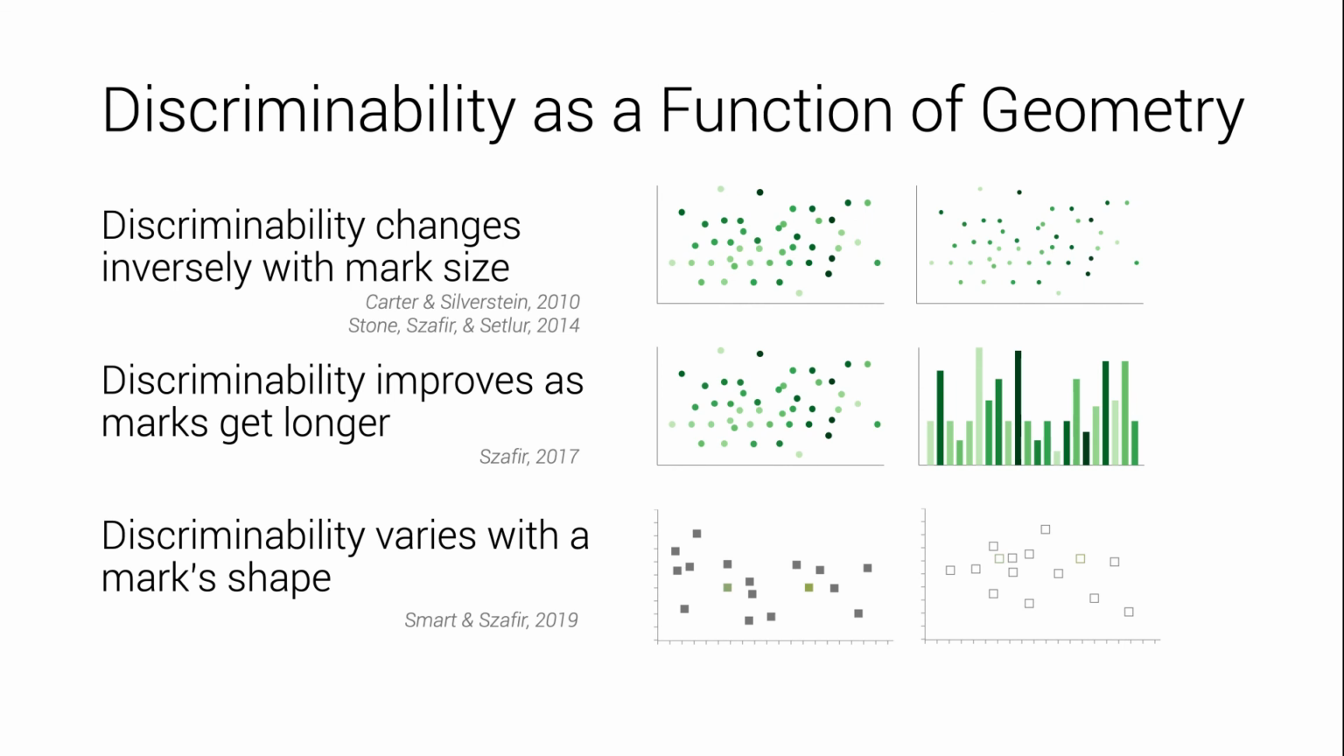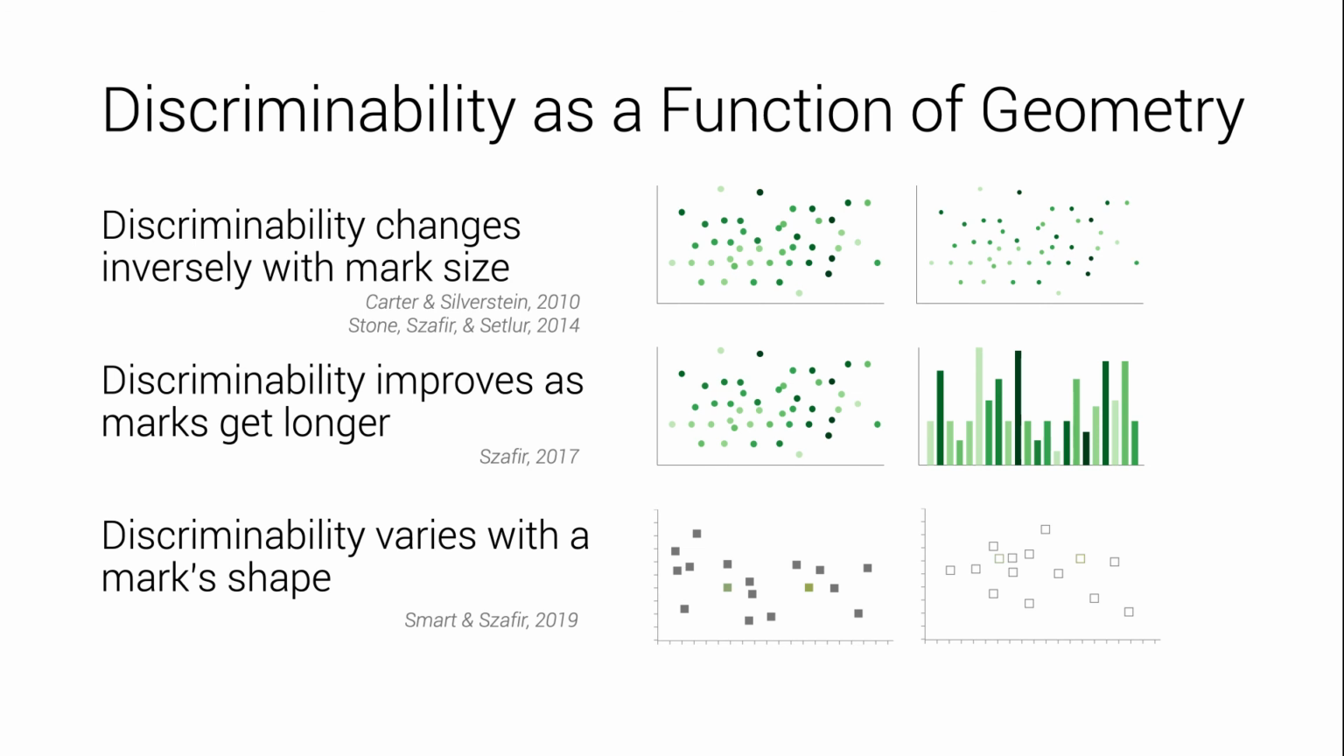And visualization offers a large library of functions for reasoning over discriminability as a function of our visualization geometry. So some basic rules of thumb are that we know that discriminability changes inversely with mark size. As marks get smaller, it's harder to tell the difference between them. And that change levels off as marks continue to get larger. We also know that marks can be more distinguishable when we make them longer. So if I move from scatterplot points to bars, that lengthening process can make it easier to discriminate between my colors. Finally, more recently, we found that discriminability varies as a function of a mark's shape.